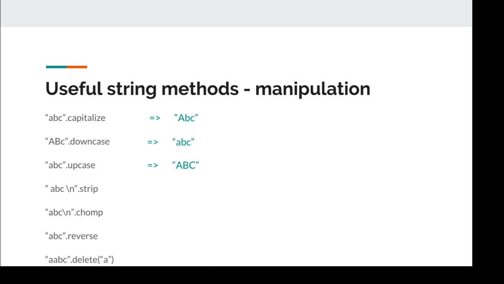Okay? So we use that a lot of times when we're processing input, either from a user or from a file, to pull off the extra white space at the beginning or end, or new lines or carriage returns. So that's going to return the string ABC.